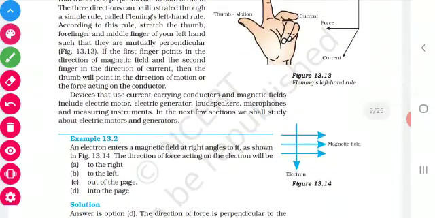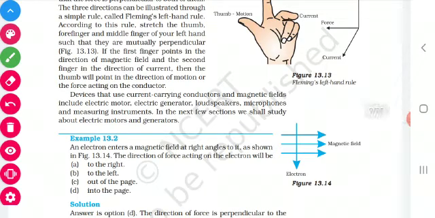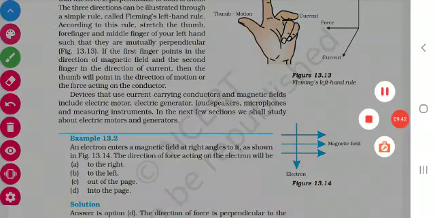Now listen children, devices that use electric current conductors and magnetic fields include electric motors, generators, loudspeakers, microphones and measuring devices. In all of these, this principle is used. Have you understood, children?